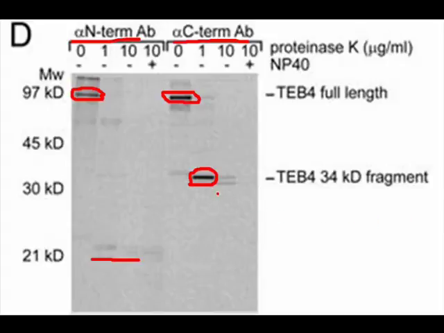A larger amount of proteinase K diminishes the intensity of the band, and treatment with NP40, which lyses internal membranes, makes the band disappear completely, indicating that this band can in fact be cleaved by the proteinase K and is not simply an artifact of the assay.